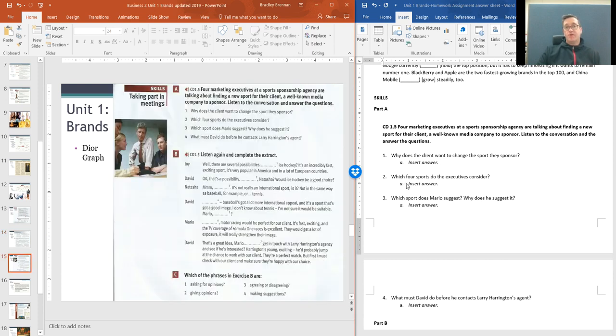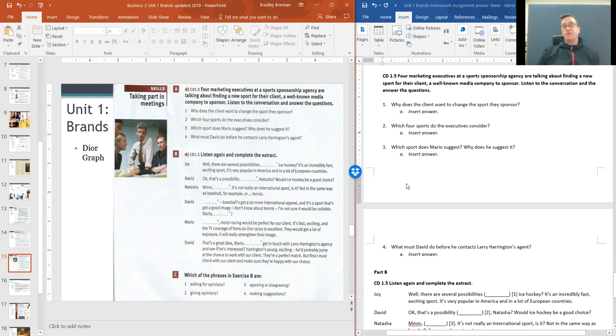So under skills, part A, we're going to listen to the CD track 5. Four marketing executives at a sporting sponsorship agency are talking about finding a new sport for their client, a well-known media company, to sponsor. Listen to the conversation and then answer the questions. The questions are: why does the client want to change the sport they sponsor? Which 4 sports do the executives consider? Which sport does Mario suggest? Why does he suggest it? What must David do before he contacts Larry Harrington's agent?